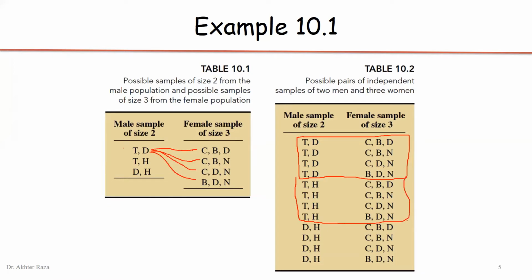And lastly, we have a possible pair, DH. So these are 12 possible samples. So the probability of getting one sample out of these 12 samples is 1 upon 12. So what is 1 upon 12? 1 upon 12 is the probability of getting one sample out of these samples.